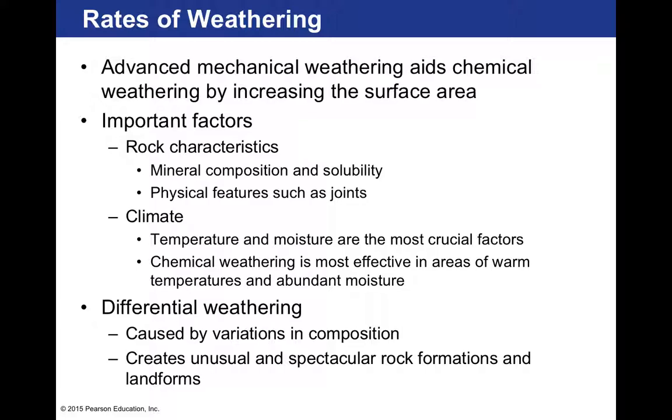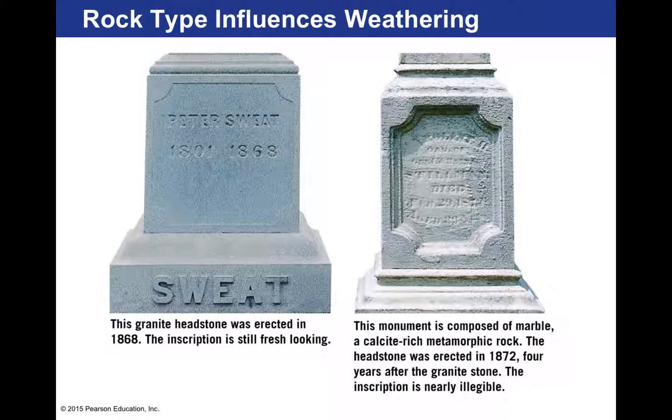There's also differential weathering. This is just caused by variations in the composition of the rock near where the weathering is occurring, and this will create unusual or spectacular rock formations. This is just a picture of an example of weathering. The granite headstone on the left still looks fresh, but the one on the right is made of marble, and since marble is calcite rich, it could easily be weathered compared to granite. So depending on the type of material, you'll have different weathering.